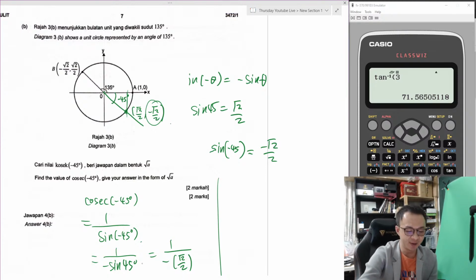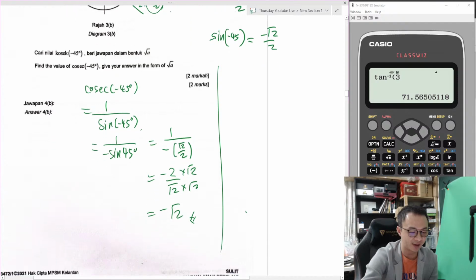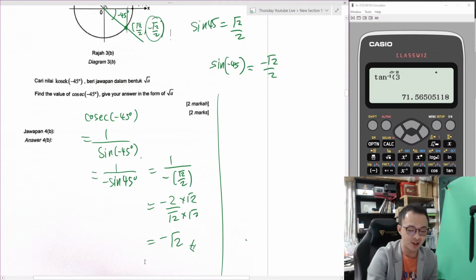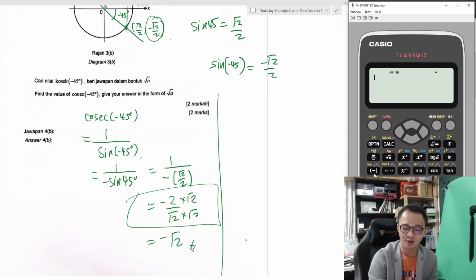Okay, this is unit circle. And this is just a 2-mark question. I hope it doesn't confuse you too much. And then you just rationalize, or you can just type in a calculator also. If you think rationalizing is too hard for you, the calculator will also simplify for you. Okay, next question.